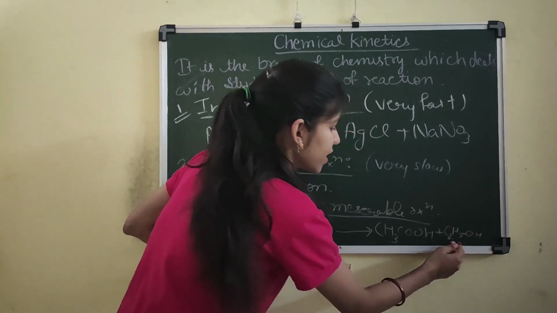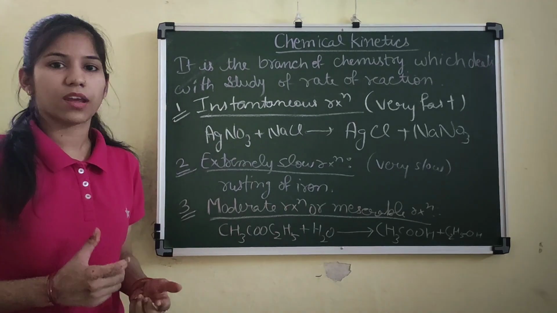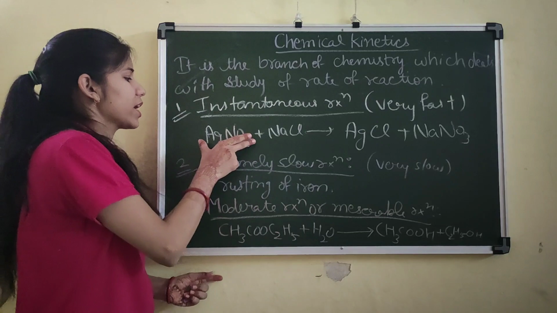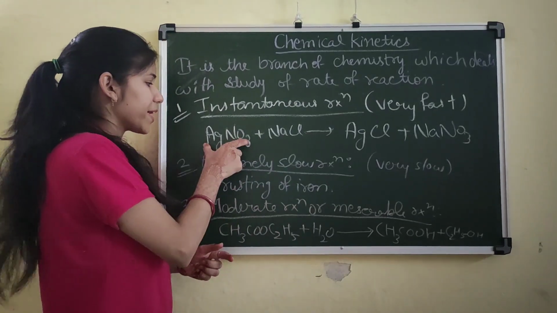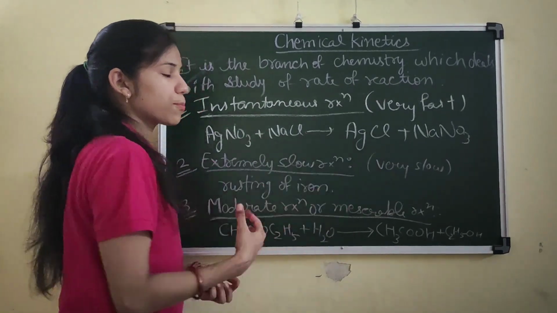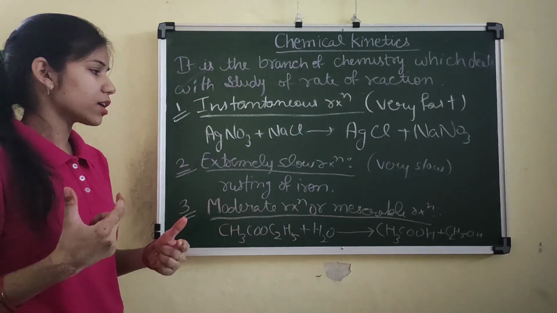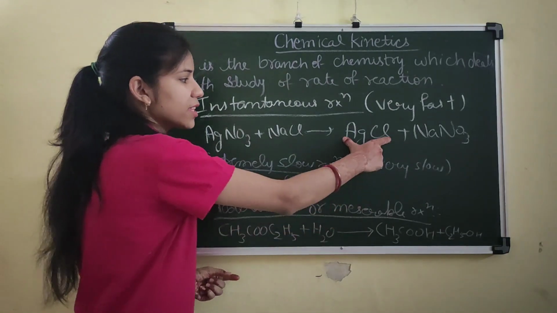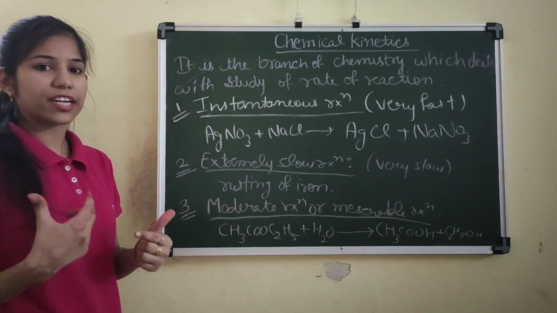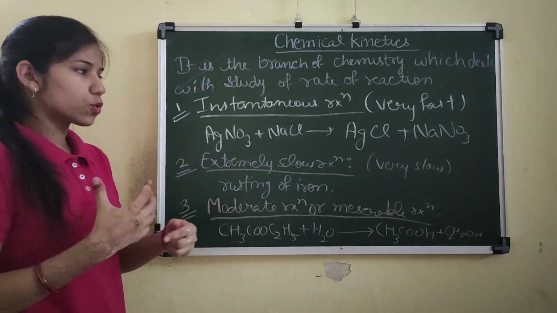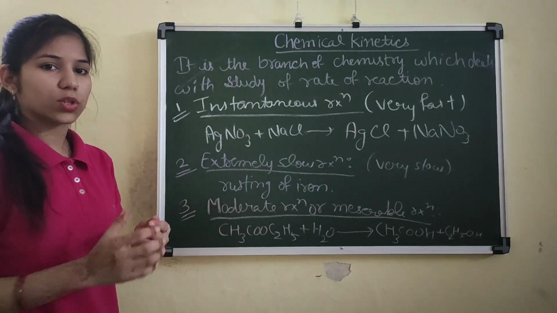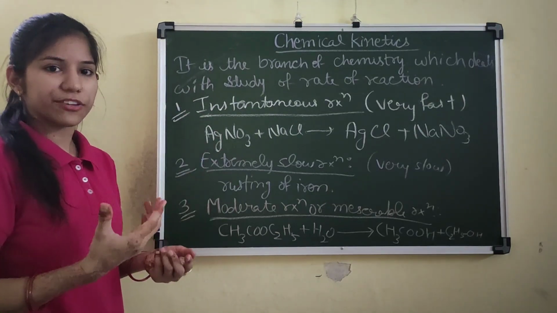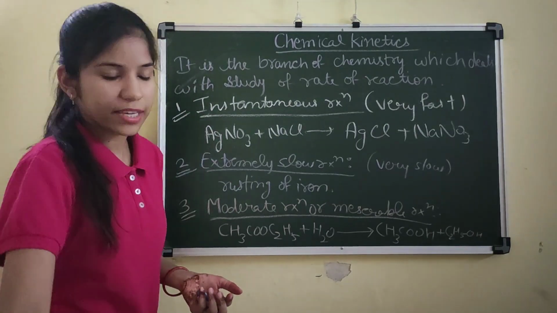C2H5OH, ethanol. And different reactions have different rates because in the reactant there is bond breaking present, and in the product there is bond formation present. In bond breaking some energy is involved, and in bond formation some energy is evolved. So due to this energy change, their kinetic rates are different for different reactions.